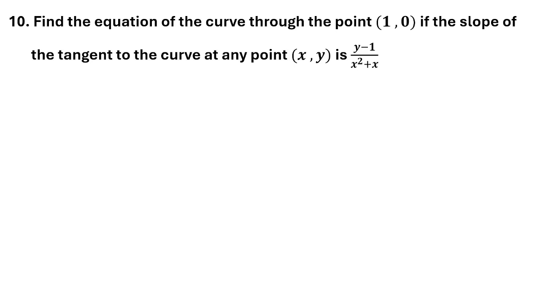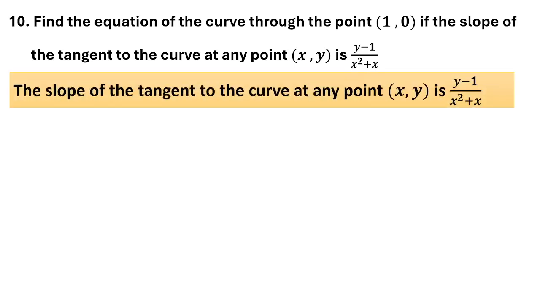Find the equation of the curve passing through the point if the slope of the tangent to the curve at any point is (xy minus 1) upon (x square plus x). This is a problem of differential equation where you have been given the idea of the differential equation in terms of words. Now let us see what we mean by the slope.